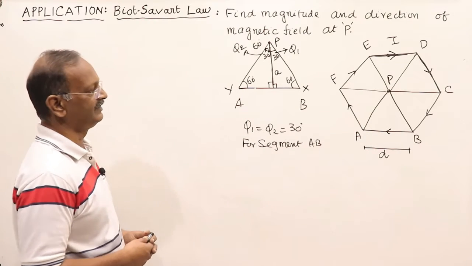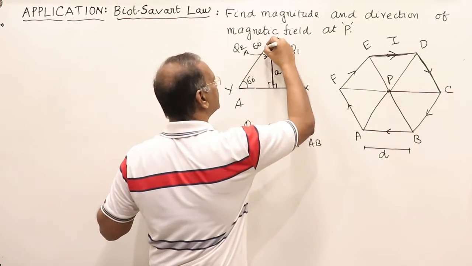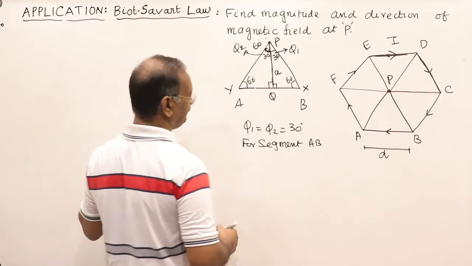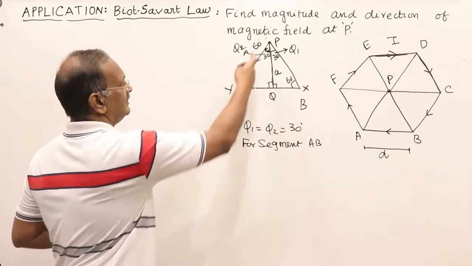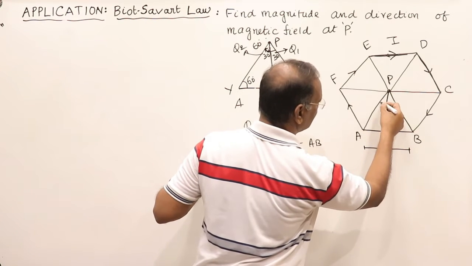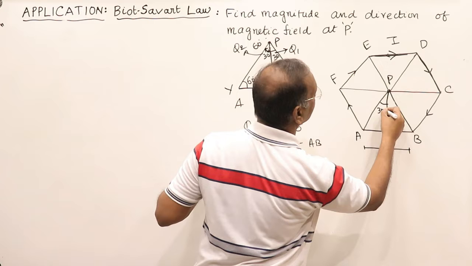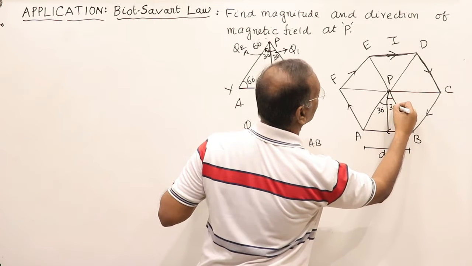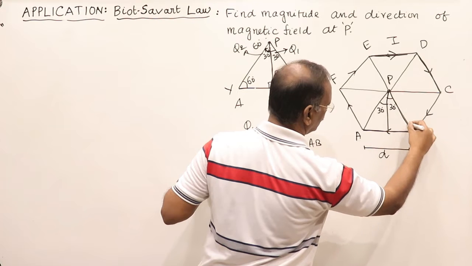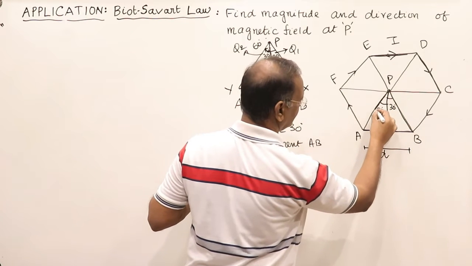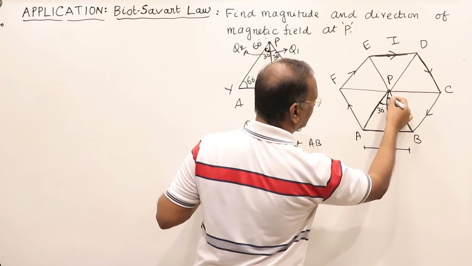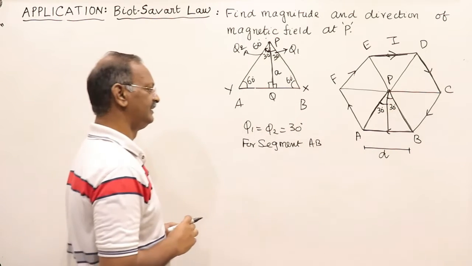So phi 1 is equal to phi 2, because this is a point, which we consider as point Q, and this is the perpendicular distance. This is 30 degrees, and this is also 30 degrees, and this is the line AB. The angle between the reference line and one side is 30 degrees, and that is phi 1, phi 2 is equal to 30 degrees.